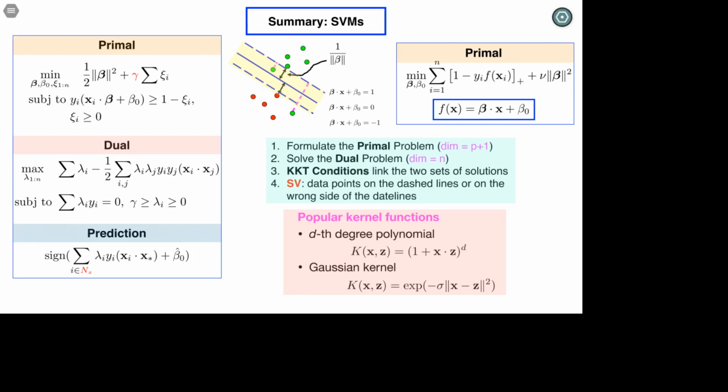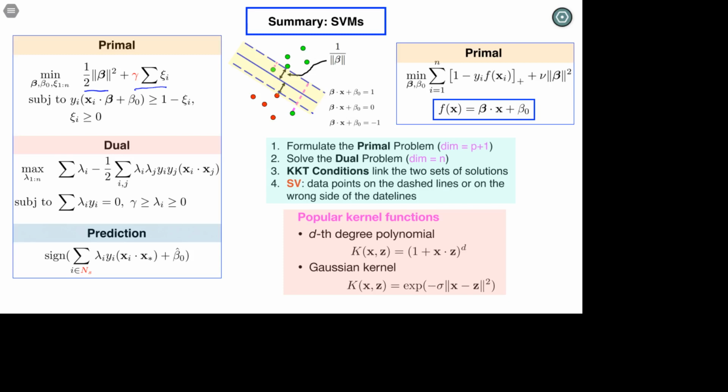We formulate our objective function as a sum of two terms. The first term is reciprocally related with the width of the avenue. So when we try to minimize the objective function, we basically want to maximize the margin. And the second term is a tuning parameter gamma, which is always non-negative, times the sum of loss or error on the n data points.